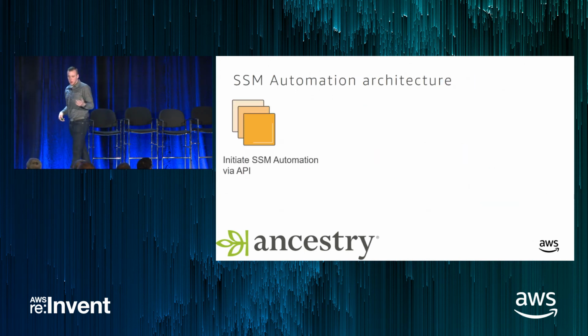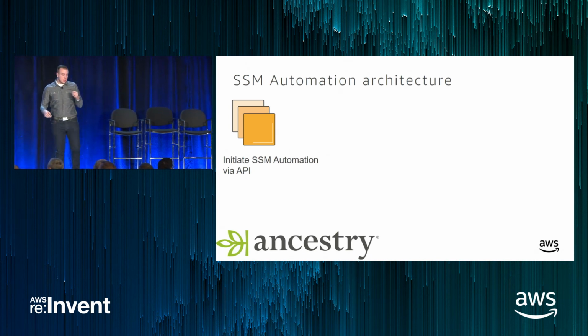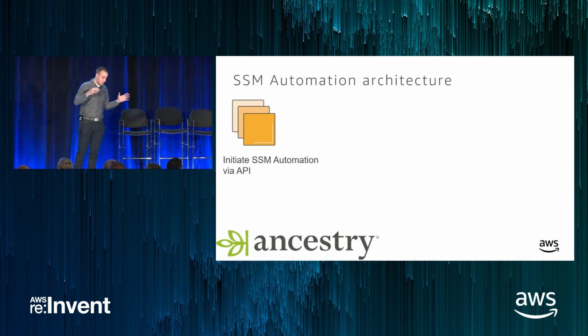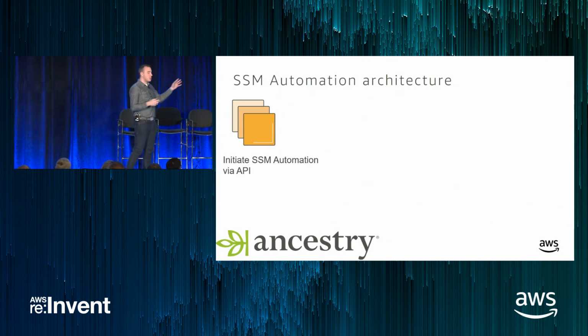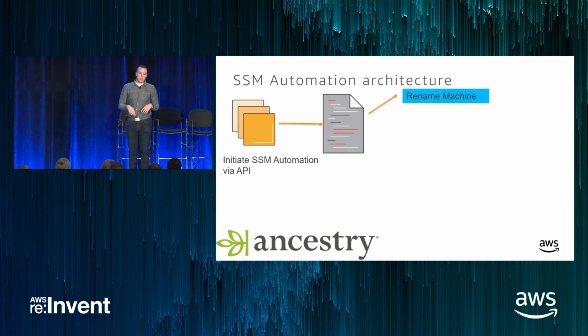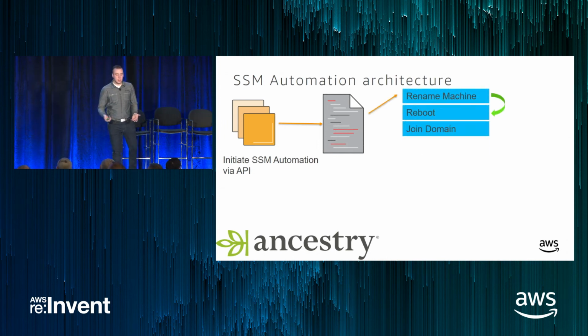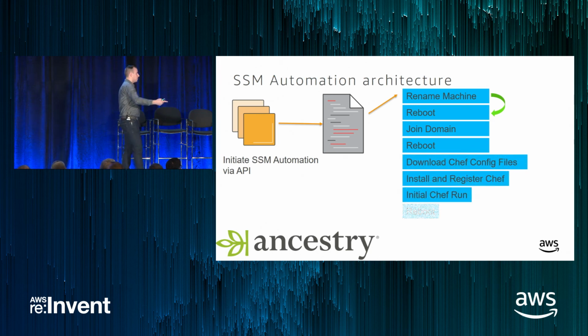So I'll walk you through some of our architecture here. As you can see, we used to have this giant, ugly 150, 200 line user data script just to get things going. We've now dropped that down to a singular line in the auto-scaling group, and then it just initiates an SSM automation chain via the API on provisioning. Right? It's fantastic. The very first step goes and renames the machine. It reboots. And then it goes through and it joins the domain, reboots again.